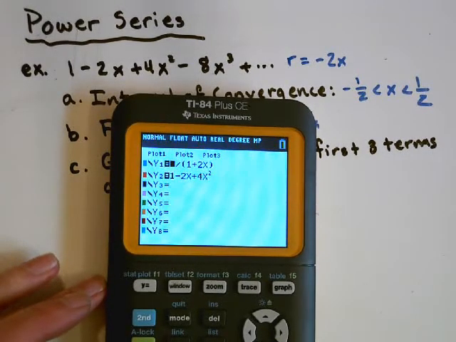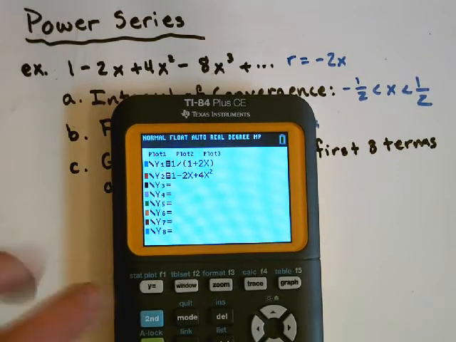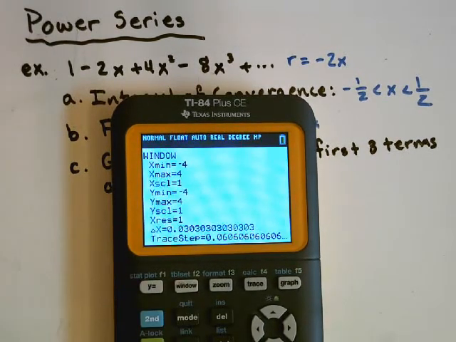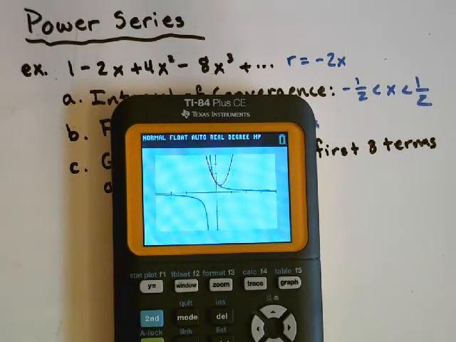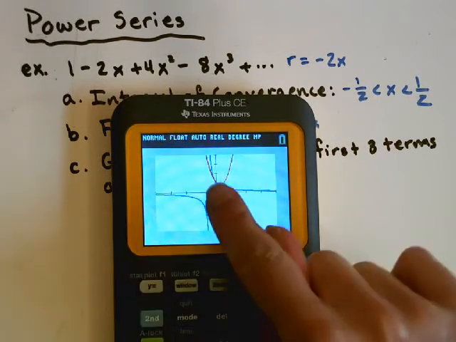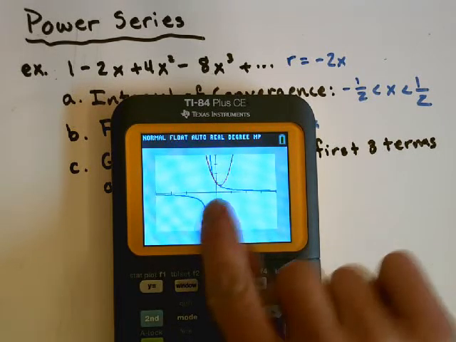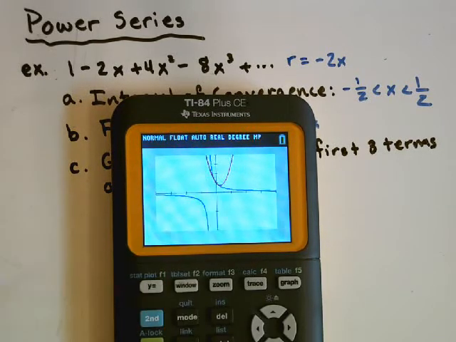So in the calculator, I've got the 2 functions. My window, I just have them going from -4 to 4 in each direction. And then we graph. And what we're looking at is, again, how the 2 graphs match up. But in this case, it's between -1/2 and 1/2 where they meet up.